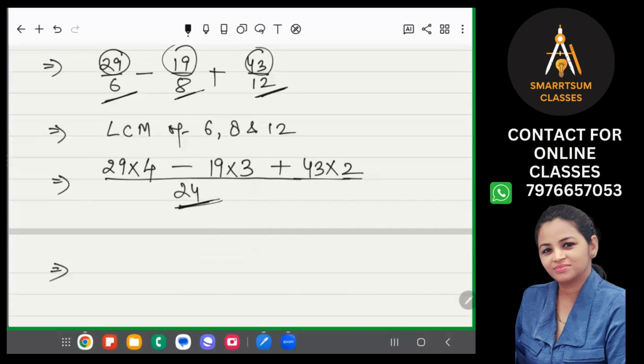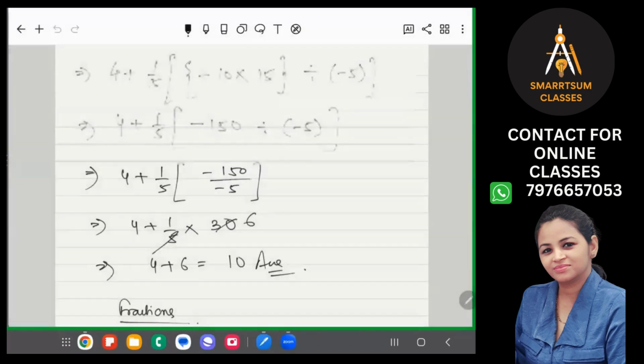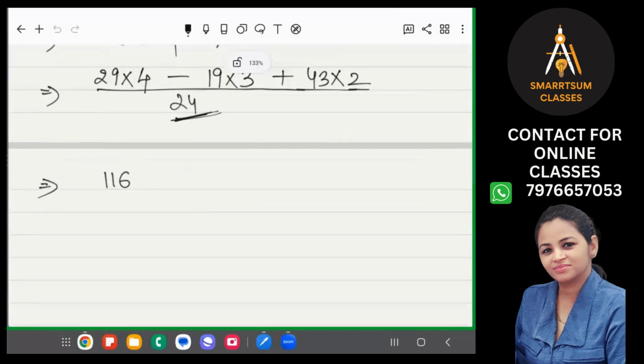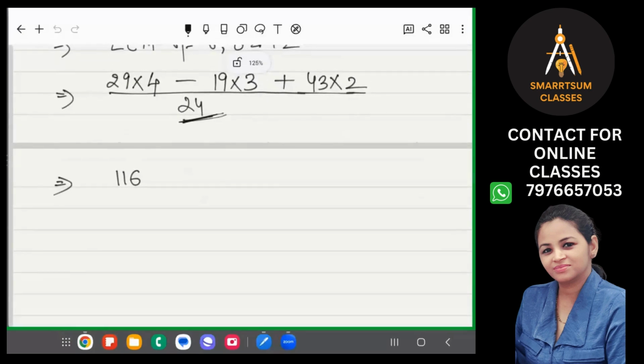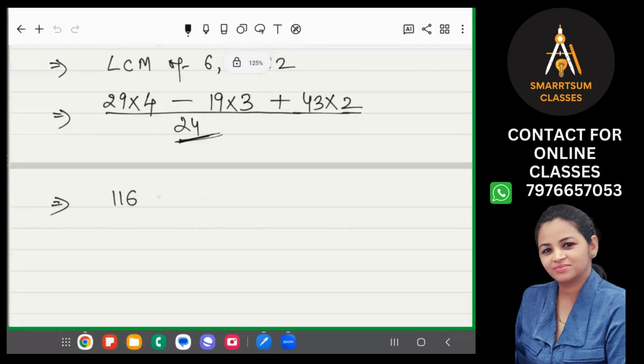So there is no need to convert them separately to equal denominators and then add their numerators. You can do this in one or two steps directly, the way I'm telling you. Now 29 into 4 is 116. 19 into 3 is 57. And 43 into 2 is 86.